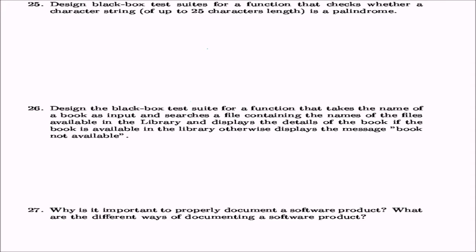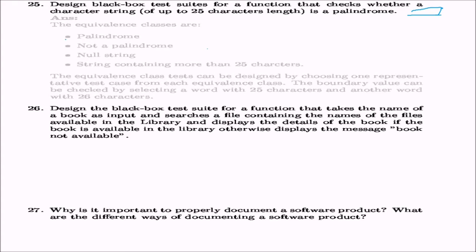Design a black box test suite for a function that checks whether a character string is a palindrome or not, up to 25 characters in length. Palindrome means a string which, if it is reversed, matches the actual string. So the reverse and the actual are the same.